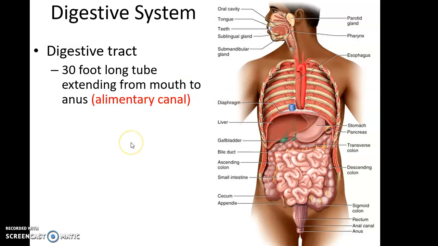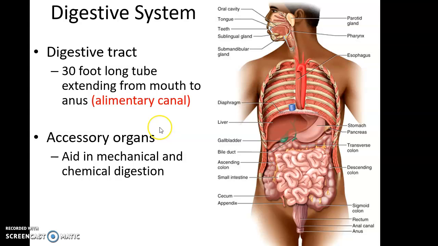So the digestive system is composed primarily of the digestive tract, which is approximately a 30-foot long tube going from the mouth all the way down to the anus. And this tube is also known as the alimentary canal. So the alimentary canal, that 30-foot long tube going from the mouth to the anus. Also included in the digestive system are accessory organs that aid in mechanical and chemical digestion, such as teeth, salivary glands, liver, and so on.